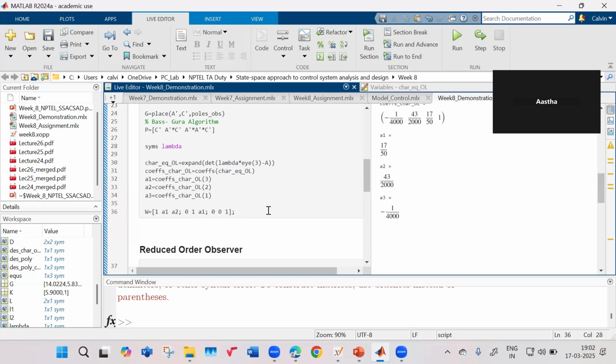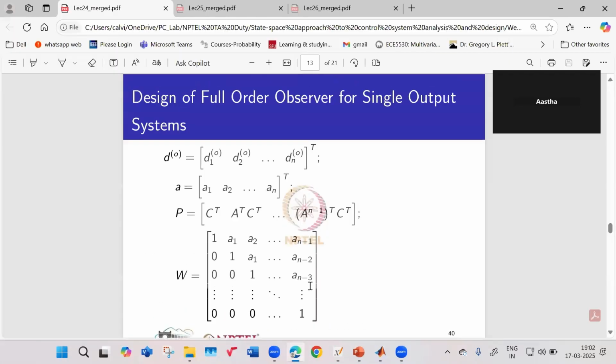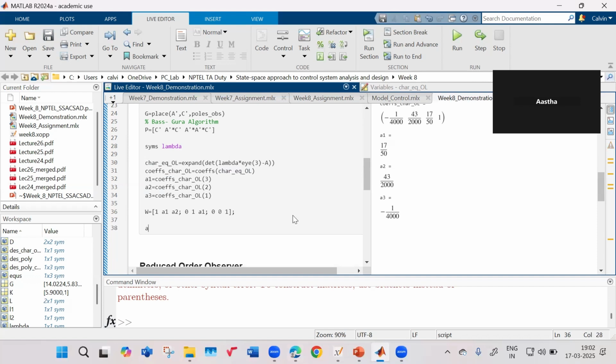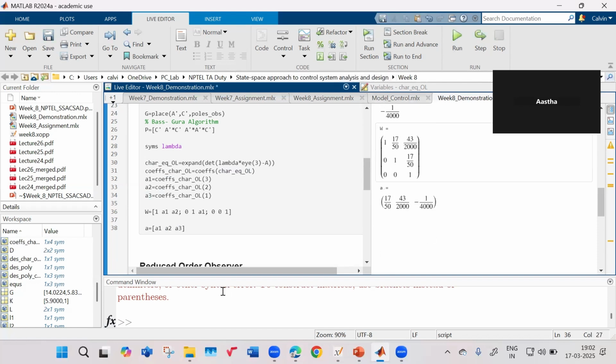And what is my vector A? This A is A1, A2, dot dot dot AN. So A is equal to A1, A2, A3. This is A. So let us check this W and A. So this is my W matrix and this is my A matrix.